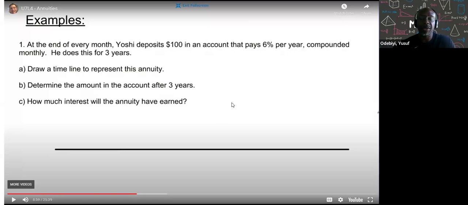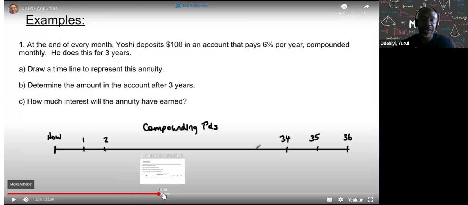So the future value of that account after Yoshi deposits all 36 regular payments of $100, each one will have a different amount of interest applied to it, because the interest is compounded monthly, and that means the interest of the previous month will get an interest amount. Okay, so now watch. Let's just fast forward, because we need to get a little quicker here. So he's going to do the timeline. Here's your timeline.